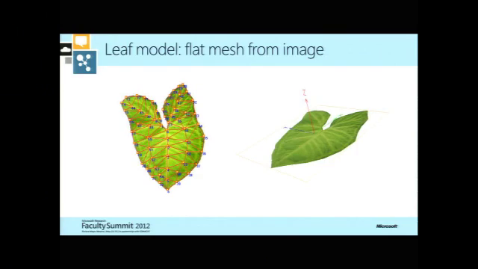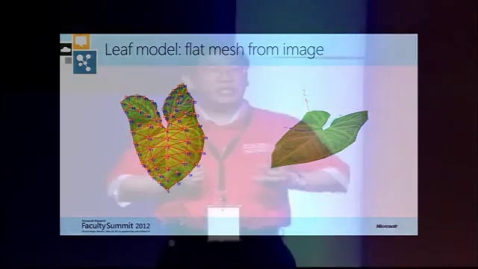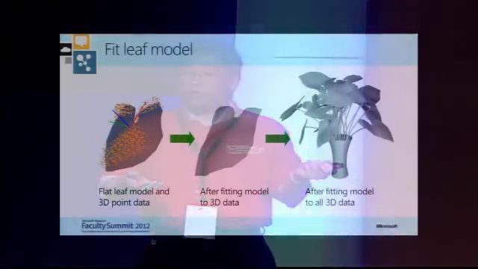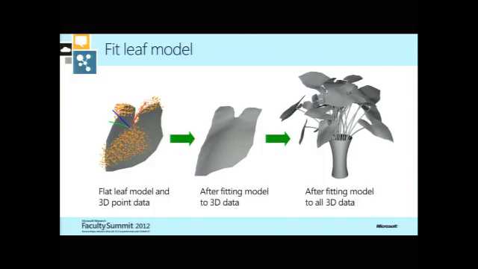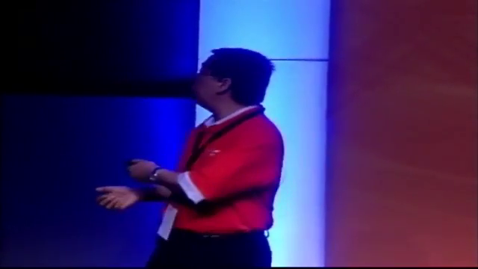Then what we do is we pick one of the leaves as the model. It's basically a flat mesh. And for each leaf in the scene, we try to fit and add local geometry to it using a low-dimensional polynomial model. And so we do this for every single leaf that we have found. And at the end, you get what you see over here.